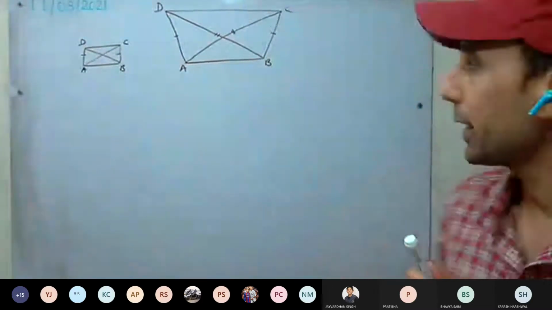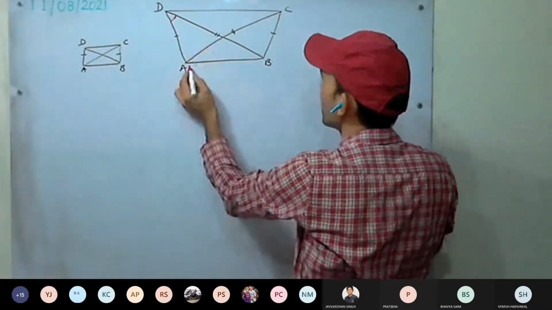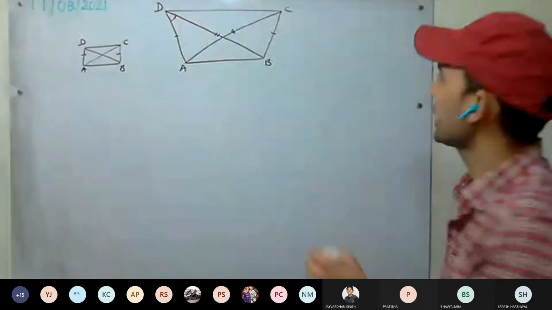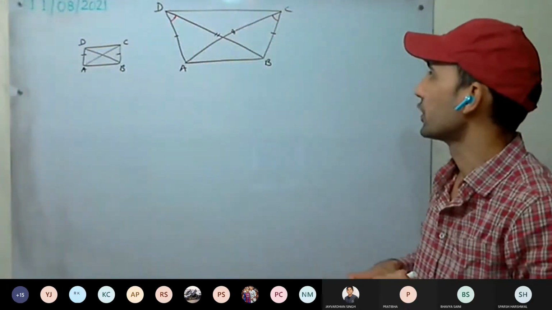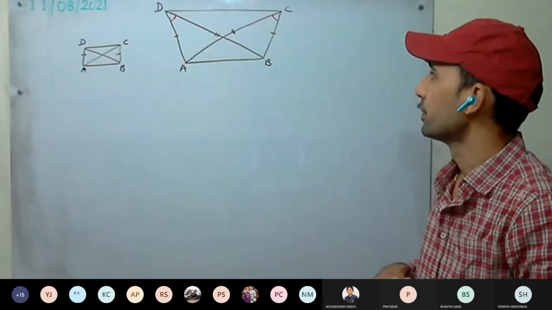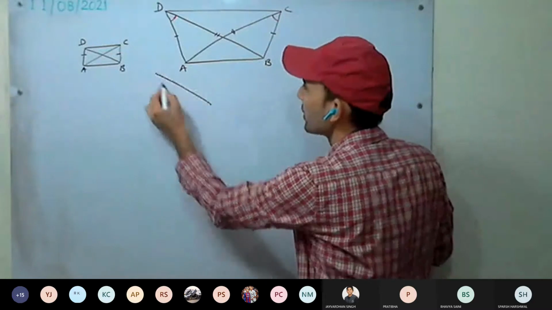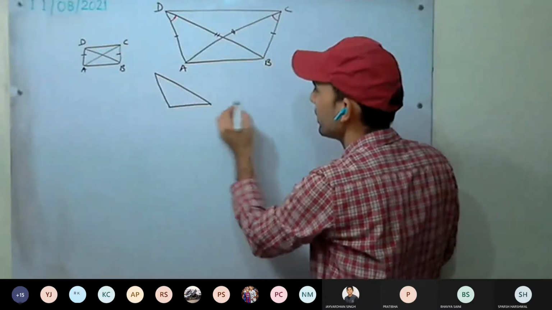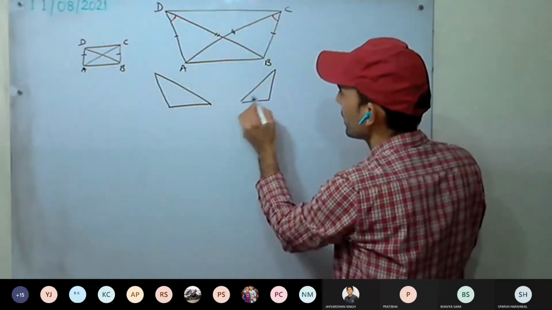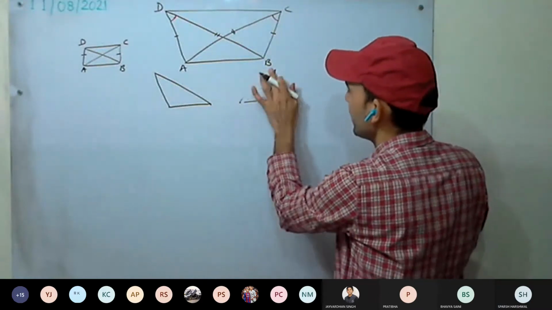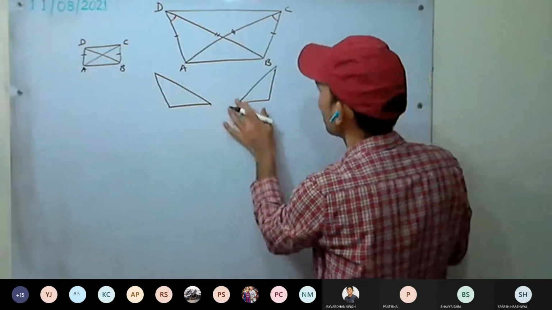What you have to prove? Angle ADB equal to angle BCA. We have to prove these two are equal. How are we going to prove? See the triangles? These two are the triangles or not? Yes, sir. Okay, this became a little bit smaller.